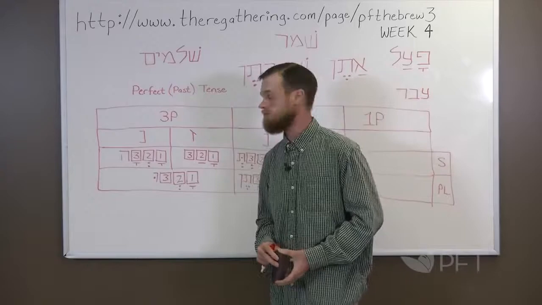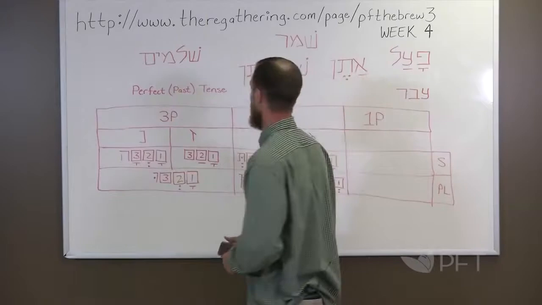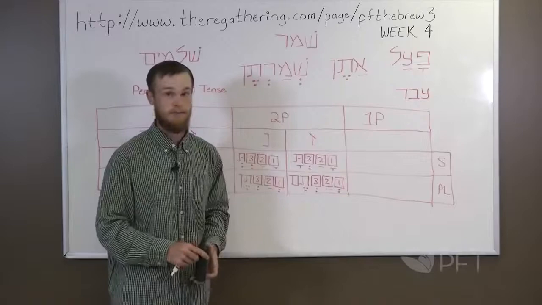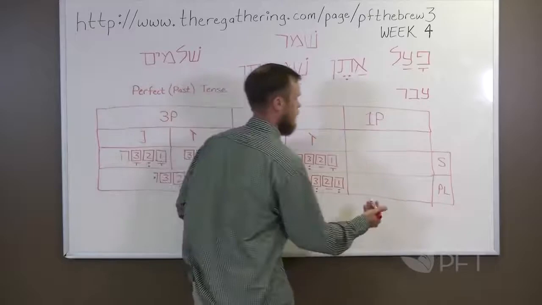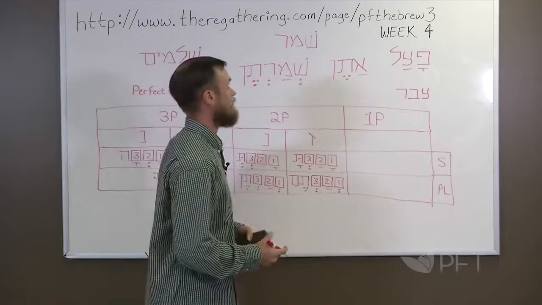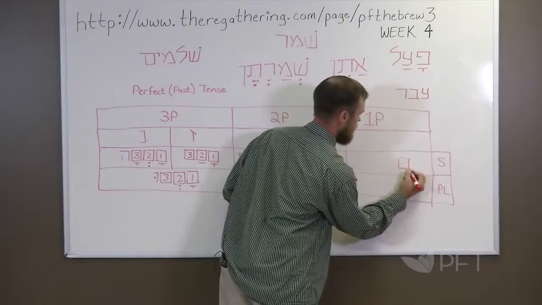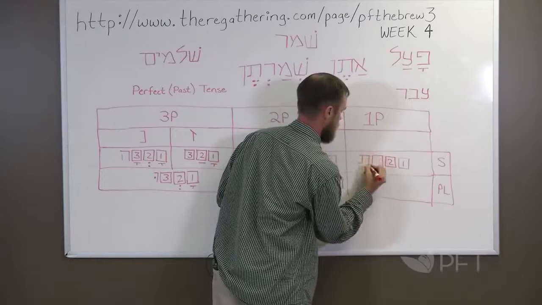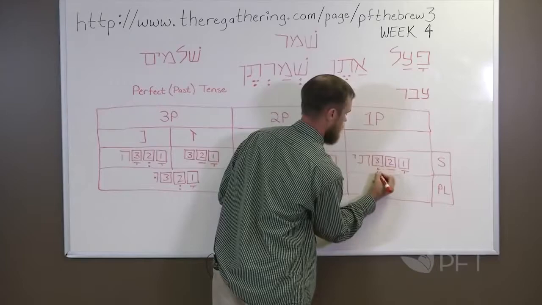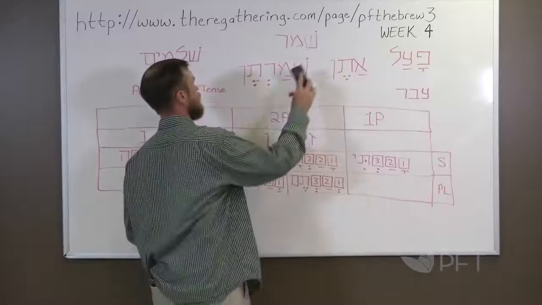All right, so in the third person, we can use any nouns or we can use the third person pronouns. In the second person, we're always referring to the second person pronouns, although we don't have to specifically use them. And the first person, we're always referring to the first person pronouns. So what would ani do? Okay, what would I do if I kept? Ani shamarti. Okay, it has the T ending for the first person singular.